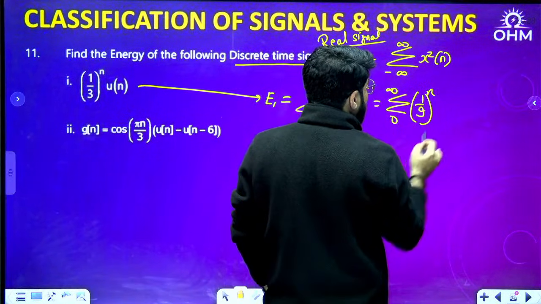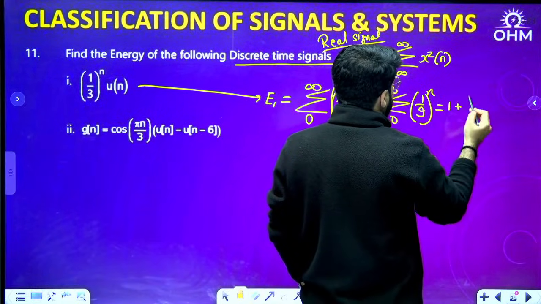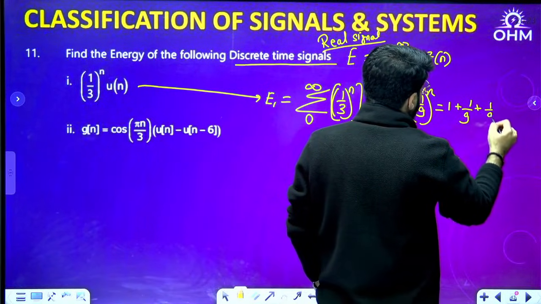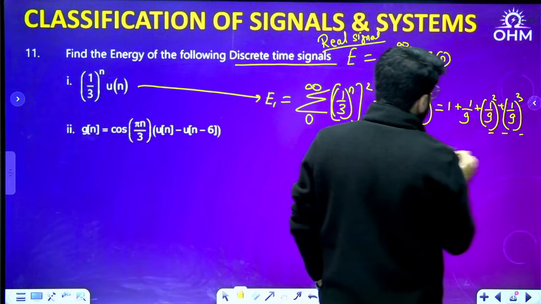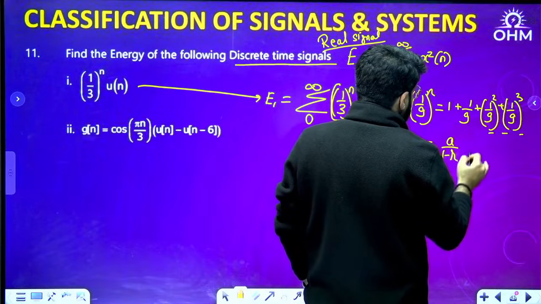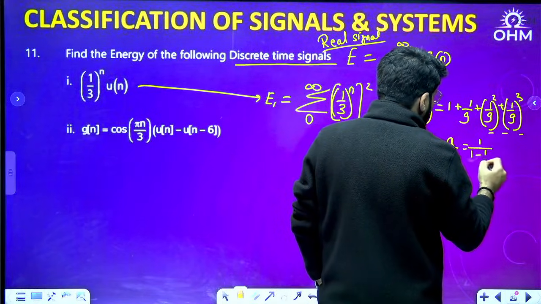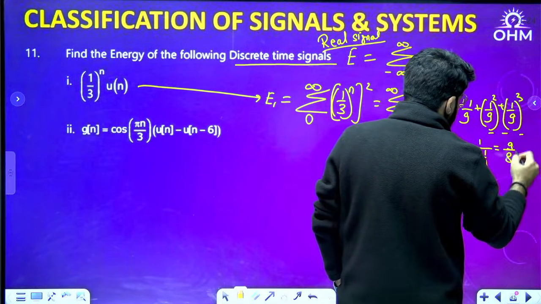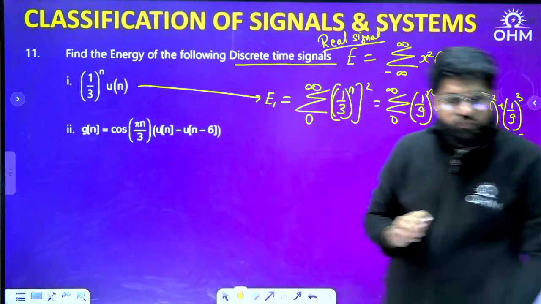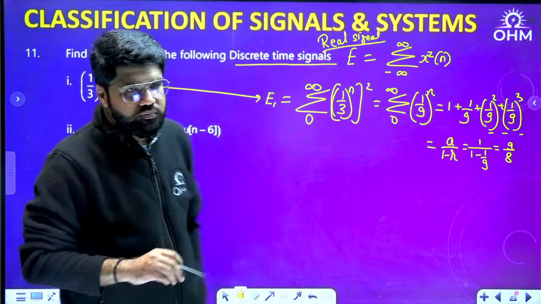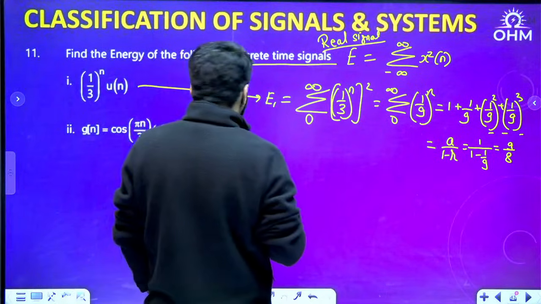When you open the summation, you will be getting a GP. 1 by 9 power 0 is 1, then 1 by 9, next will be 1 by 9 square, that is 1 by 81, then 1 by 9 raised to the power 3. GP with infinite terms, a upon 1 minus r. Common ratio less than 1, so direct GP formula, a upon 1 minus r. 1 upon 1 minus 1 by 9, so that becomes 9 by 8. So E1 is 9 by 8.